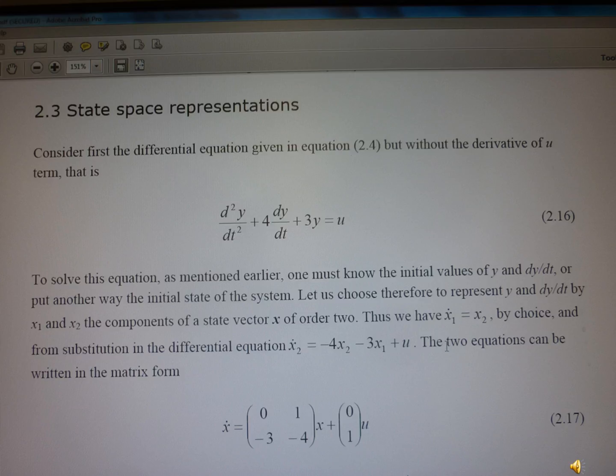Now, the math for the state space representation: d2y/dt2 plus 4 dy/dt plus 3y equals u. The differential equation is converted into the matrix form, x dot equals the matrix [0, 1; -3, -4] x plus [0; 1] u, which is the control function in matrix form.